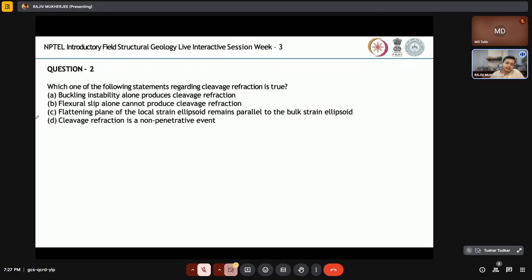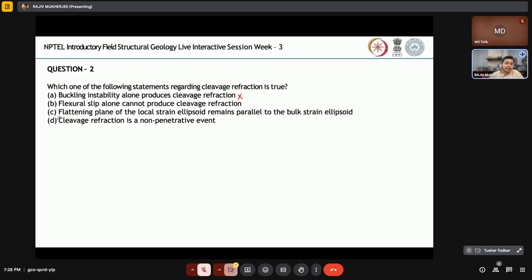So the correct answer in this case, first of all, buckling instability alone produces cleavage refraction is a completely false statement, because cleavage refraction primarily originates from the viscosity contrast. It cannot alone produce the refraction of cleavage planes, axial planar cleavage, unless there is some asymmetry introduced during folding.